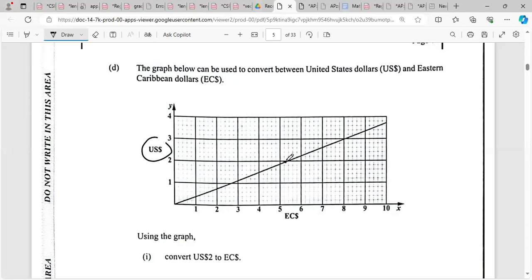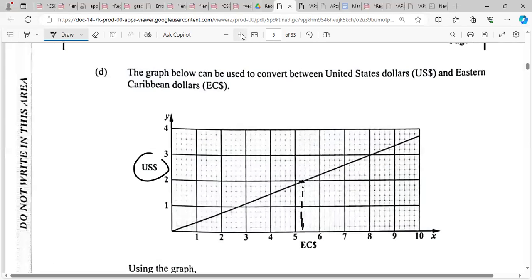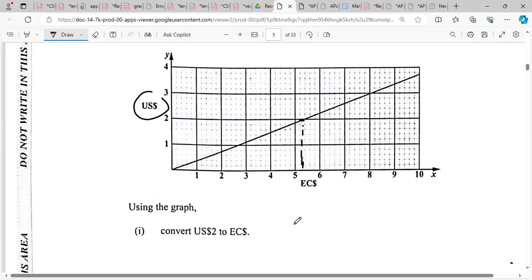So you just have to bring it across, but for some reason, it looks a bit tedious. Alright, so how many spaces between it? 5 spaces, so one of them is 0.2. So that's about 5.4. So US $2 equals 5.4 EC.